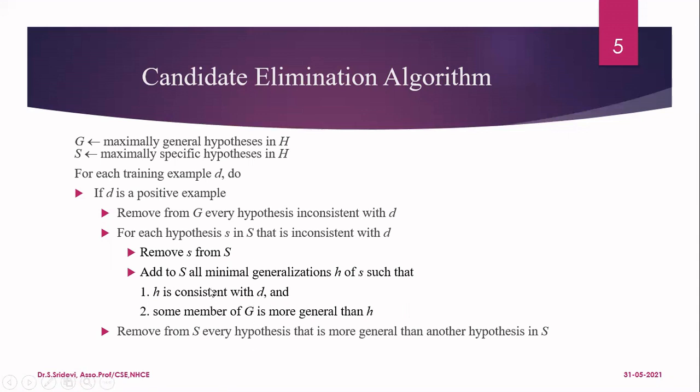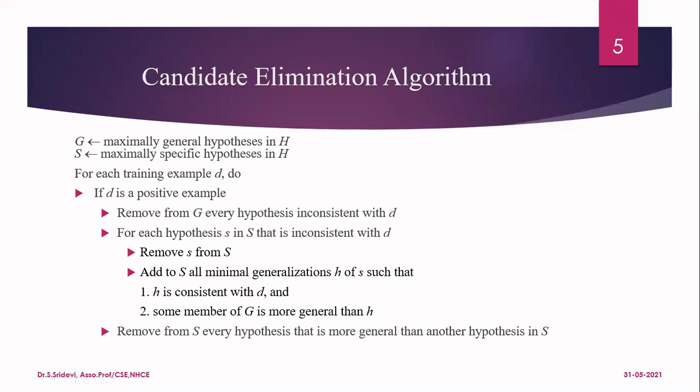And the second point is that some member of G, which is in the general boundary, is more general than the hypothesis H, because this H is now added in the specific boundary. Therefore, in the general boundary, some member of G must be more general than this hypothesis H.